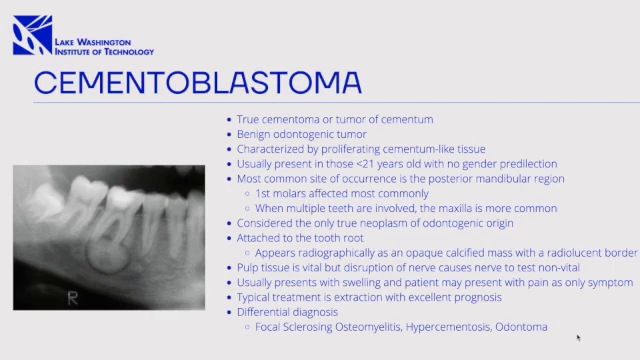Your patient may present with pain as the only symptom, so the clinician will need to categorize the characteristics of the lesion, including stage of development and vitality of the tooth. Typical treatment is extraction because of the unlimited growth potential, even though the tooth is vital. Differential diagnosis includes focal sclerosing osteomyelitis, hypercementosis, or odontoma.